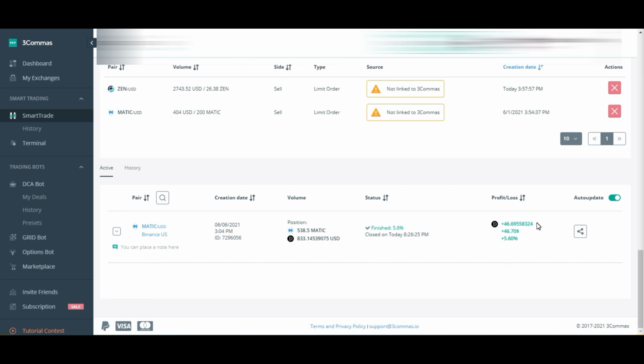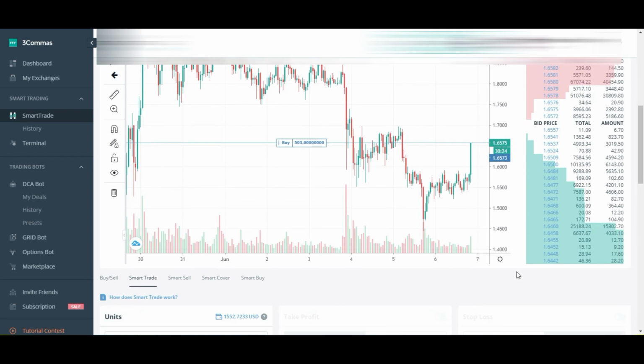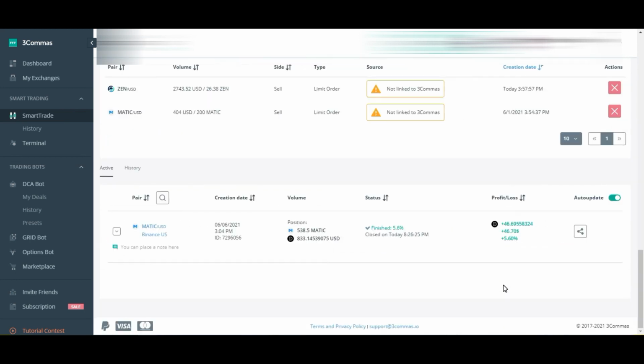Now, the total profit of this trade was $46. So it's just a little trade for today. And then I can just do it again and again and again. So that's how you take profit on these little trades.